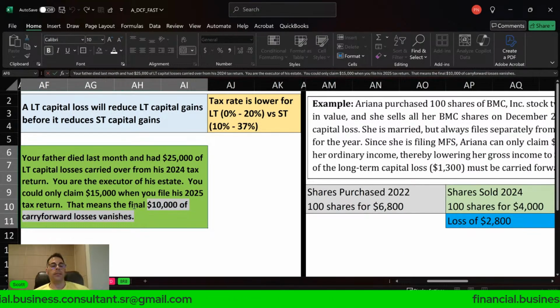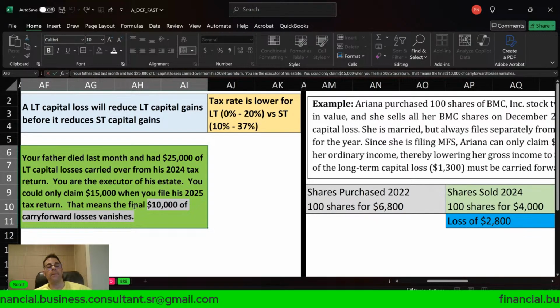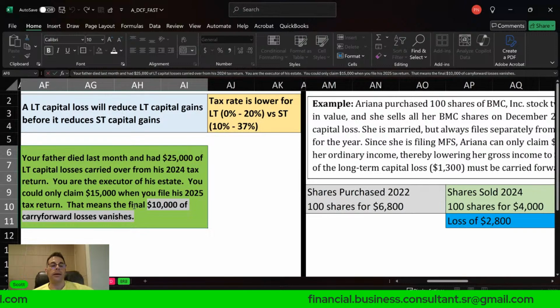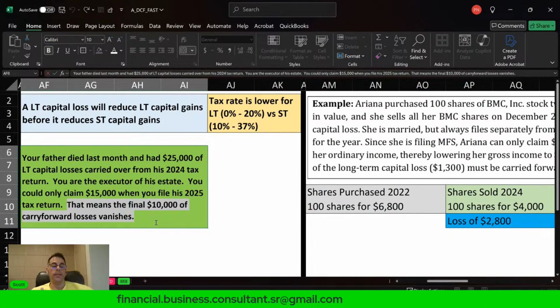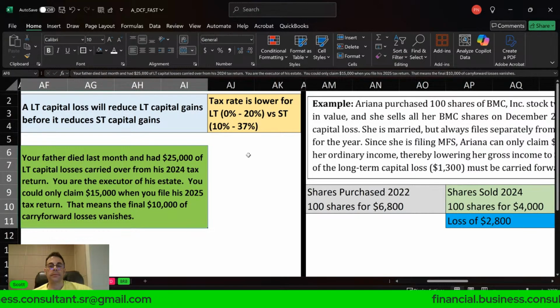Once someone dies, the executor can only claim the carry forward on their last tax return, and after that, it's done. They can't carry it forward ever again. It would be nice if you could carry it forward because you're his executor, but you can't. It just goes away.